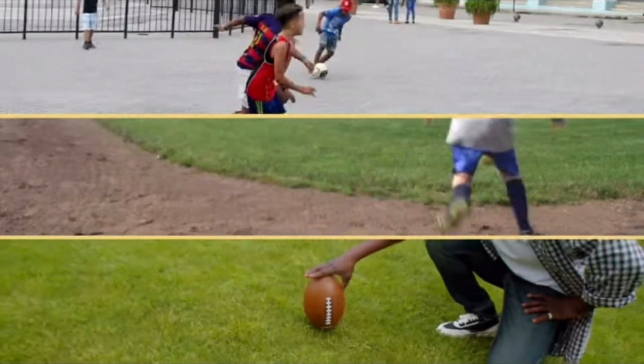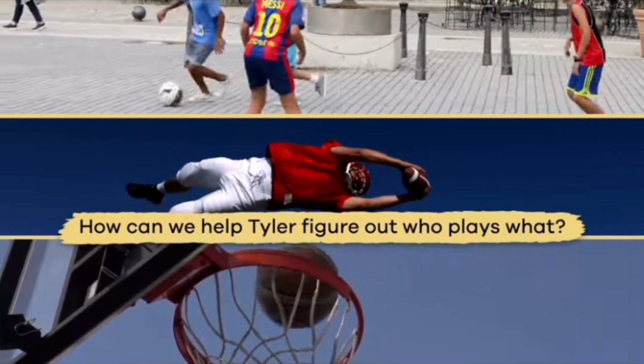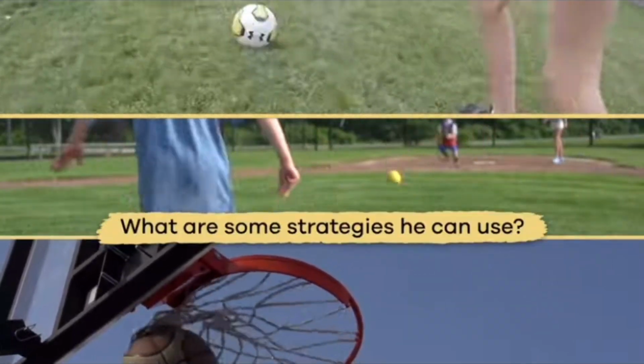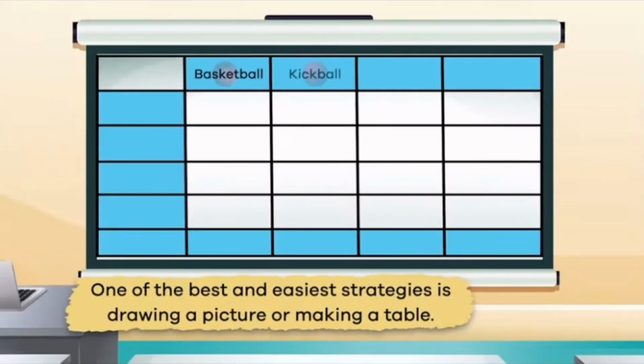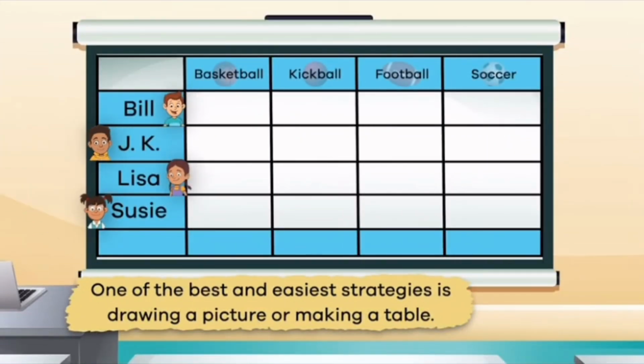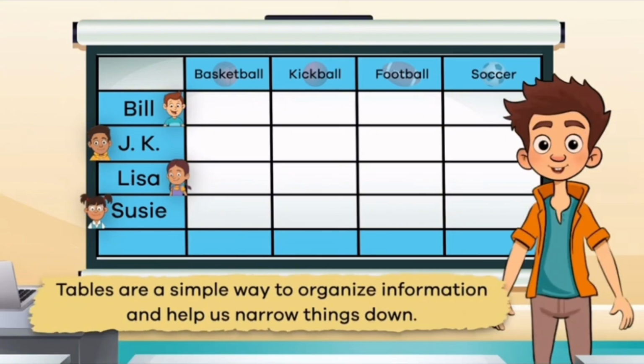Whoa, that is a lot of data to consider. How can we help Tyler figure out who plays what? What are some strategies that he can use? One of the best and easiest strategies is drawing a picture or making a table, like so. Tables are a simple way to organize information and help us narrow things down.